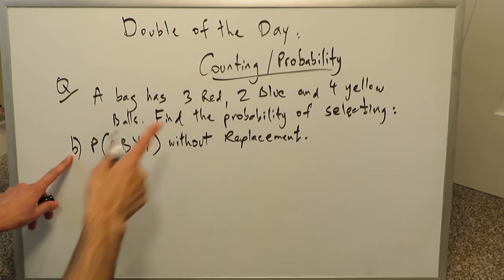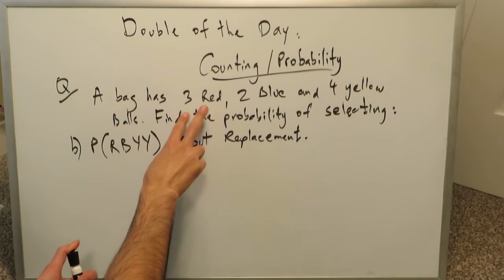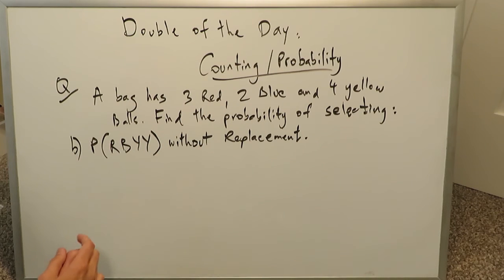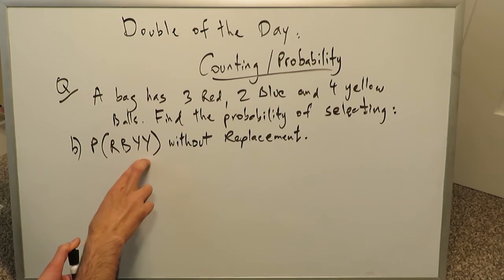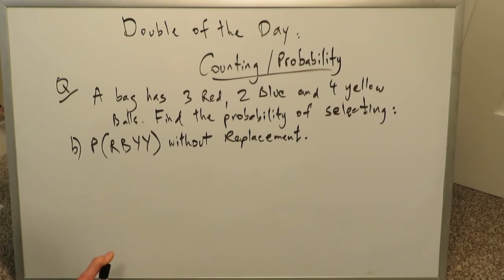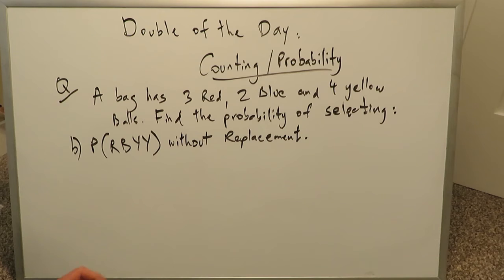Now the second part to this last question has a little bit of a twist in it. You have the same scenario. The bag has 3 red, 2 blue, and 4 yellow balls. You have to find the probability of selecting a red ball, a blue ball, and 2 yellow balls, but without replacement, which means that when you select each ball, you don't put it back in the bag. You record what you have and you put the ball aside, but it never goes back in that bag.